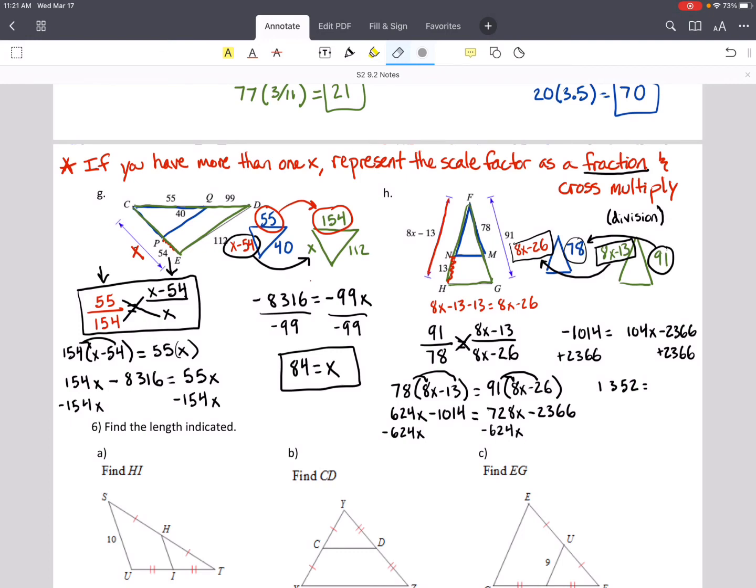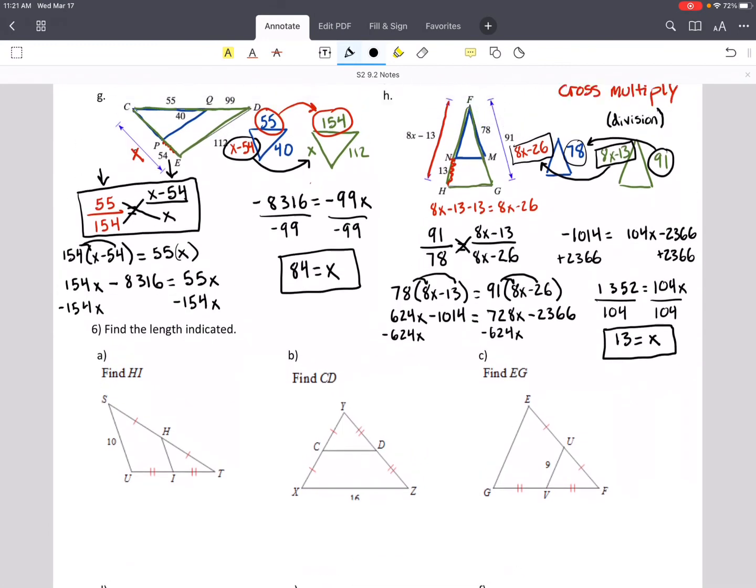Okay, so 1,352 equals 104x. And now I can divide both sides by 104. And all of that just to get that x equals 13. Well, there you go. Wasn't that exciting?